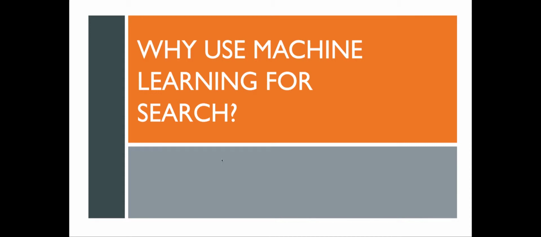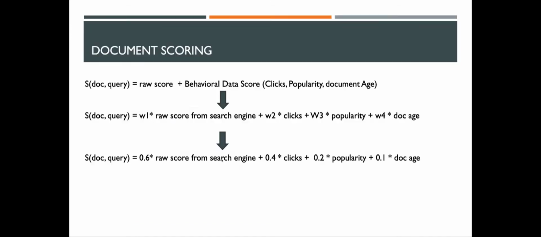So you might wonder, why would you need to use machine learning for search? Let's try to understand what happens when you create a scoring formula for search. As you have seen earlier, the scoring formula for search results consists of a weighted sum of factors like raw score from search engine, then behavioral data like clicks, popularity, and doc age.